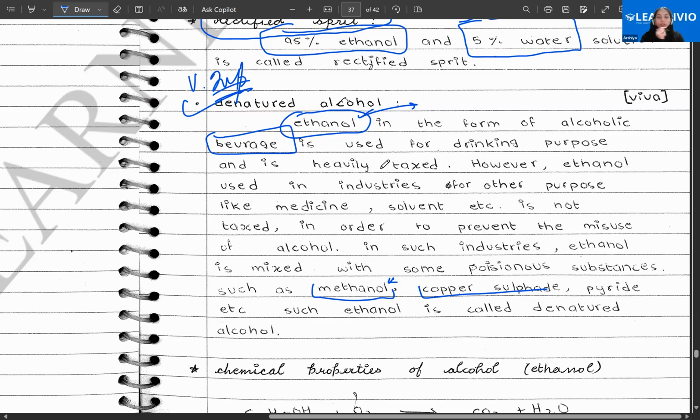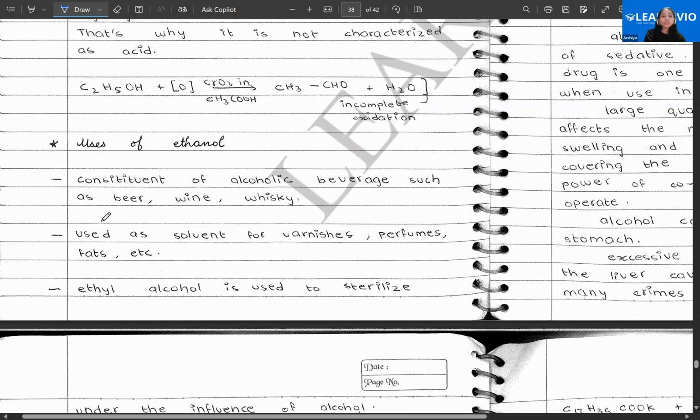We'll do a few important things. We'll study the uses of ethanol, where all we can use it in real life. First of all, the one we just did, denatured alcohol. Ethanol is also a constituent of alcoholic beverages, such as beer, wine, or whiskey. So it's used there also. One more thing, it's commonly used as a solvent for perfumes, fats, etc.